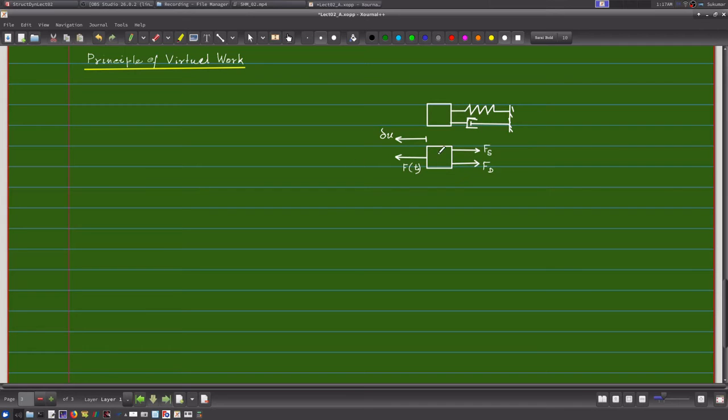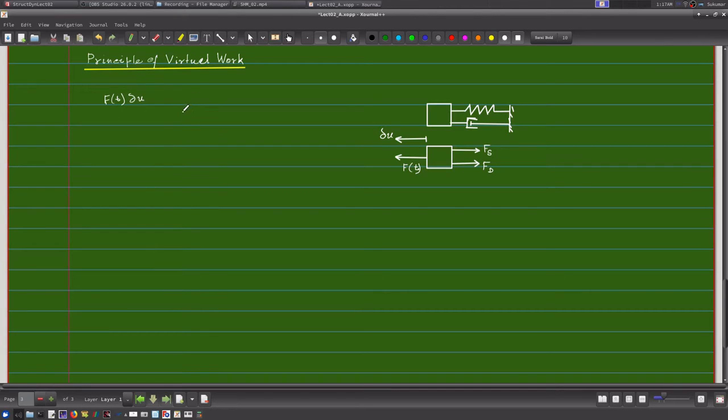Now I have this mass and I am applying a virtual displacement of say delta u. This delta just indicates that it is a virtual quantity. I am applying a virtual displacement of delta u in the positive direction. And therefore, what is the work done by the various forces? The work done by the external dynamic load over this virtual displacement is given by Ft times delta u, right?